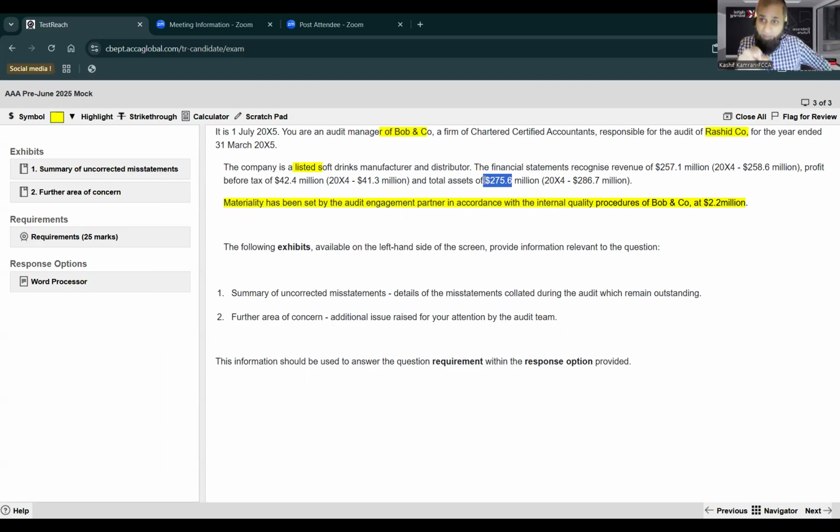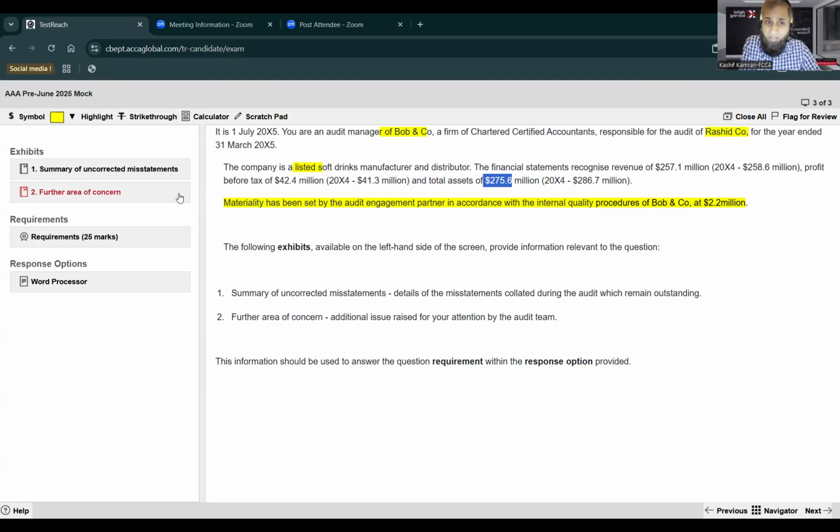If it was not given, then you would have divided the 5 million with the revenue, with the profit, and with the total asset. On whichever factor it becomes material, it was material. But that approach was wrong here, right? Because you have been given the materiality. So please don't do such blunders, right?